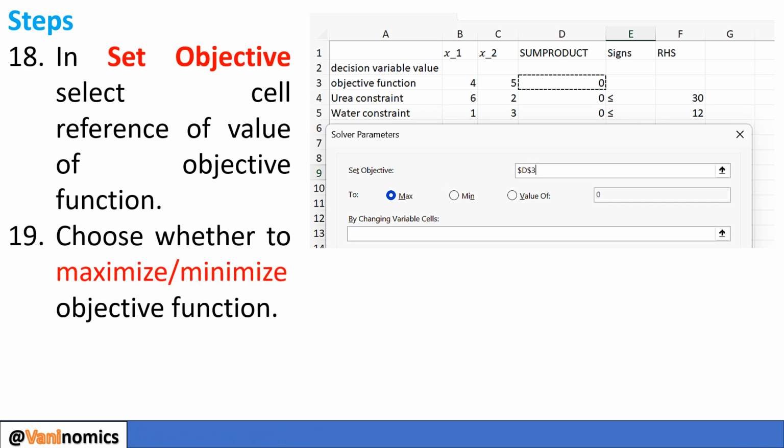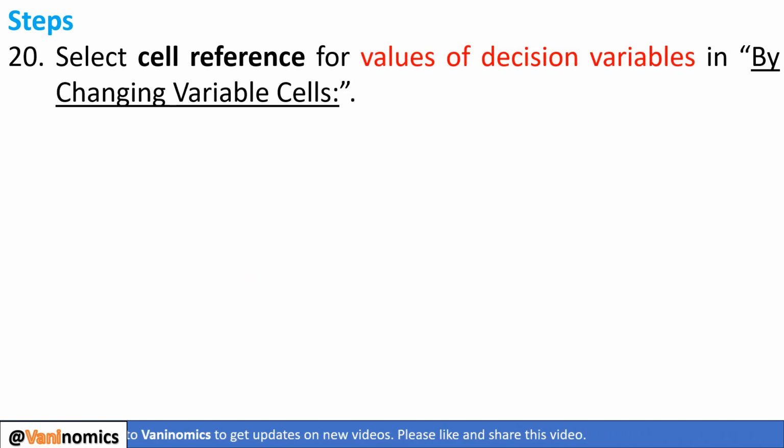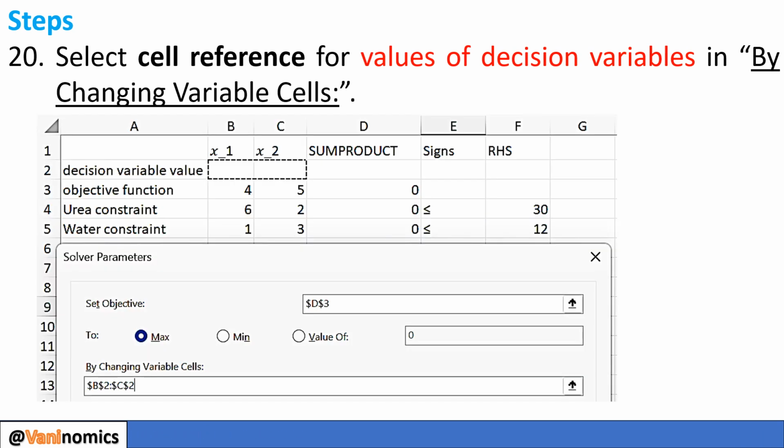Then you have to choose whether your problem is to maximize or minimize the objective function. Of course it is a revenue maximization problem, so I will click on max, and it is also the default. Then select a cell reference for values of decision variables in by changing variable cells. You can see the cell reference given is B2 to C2, that is our values of decision variables.